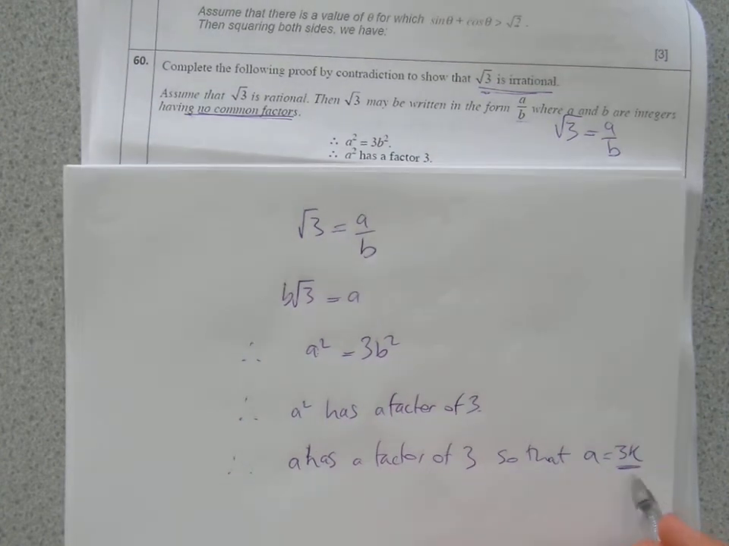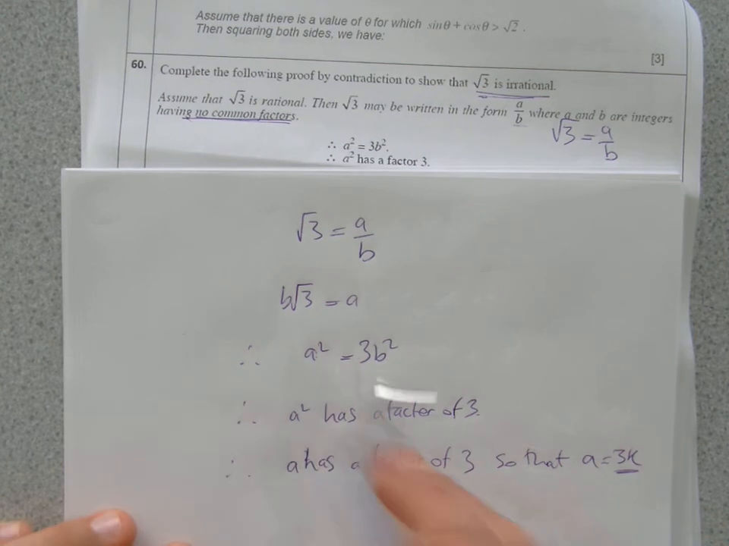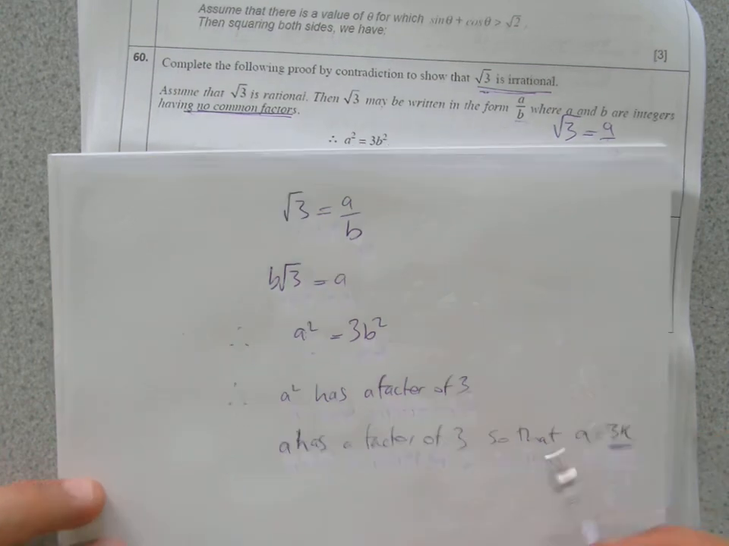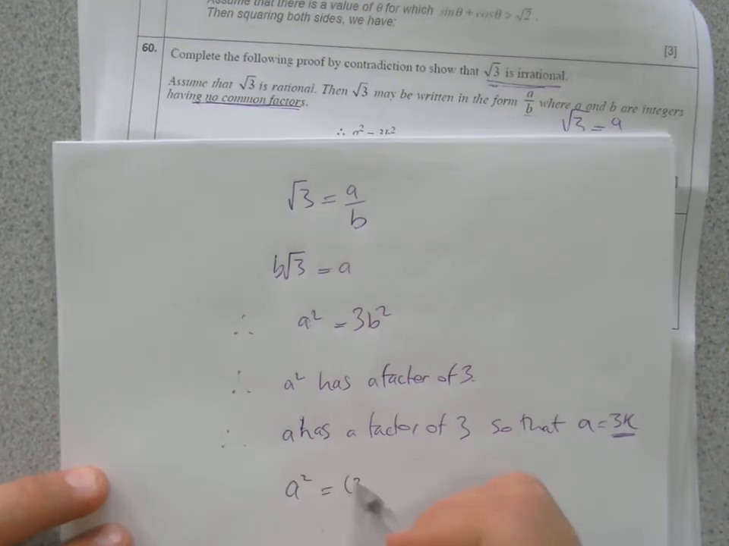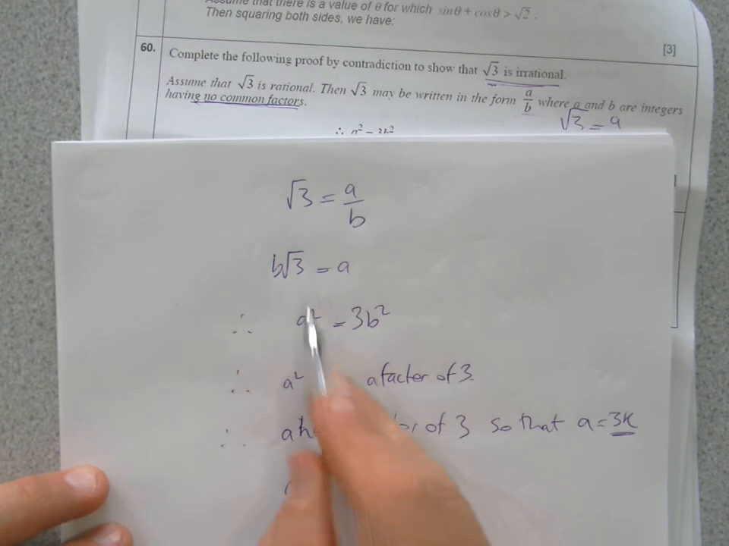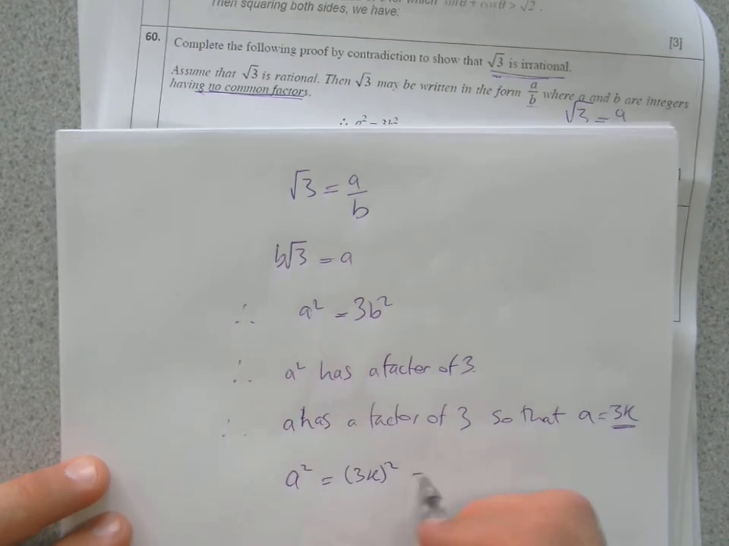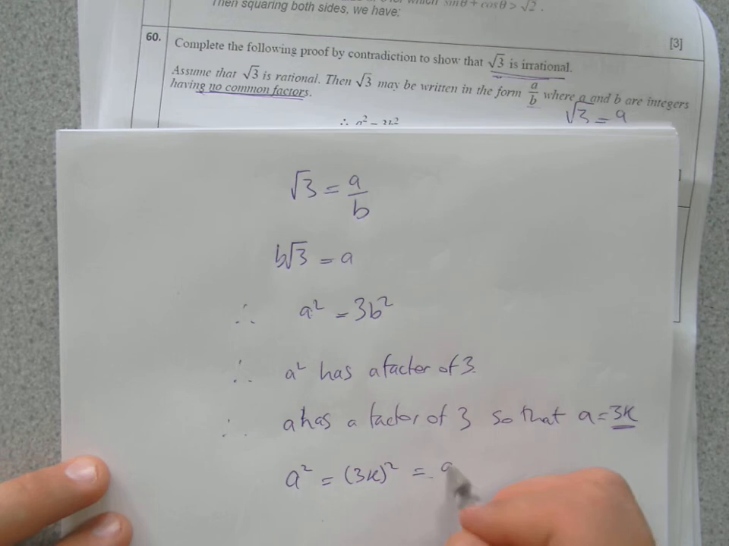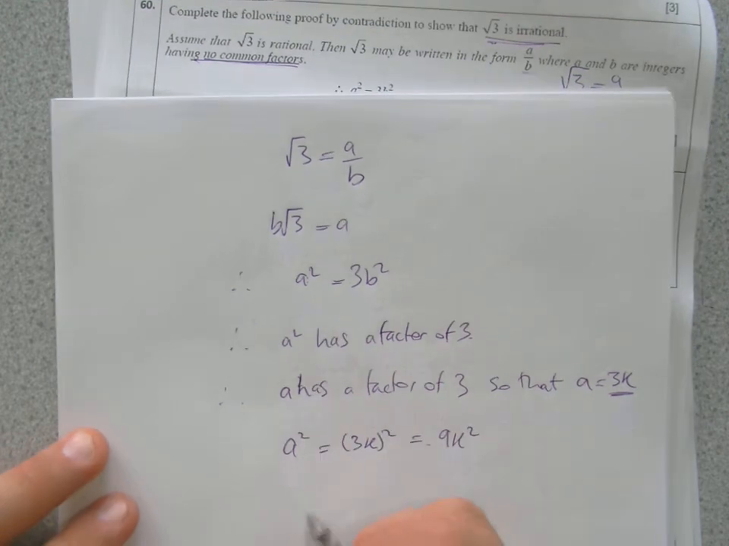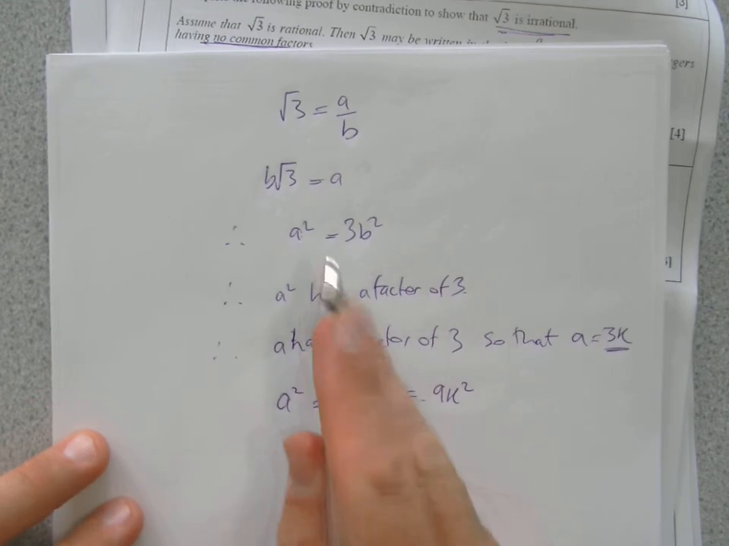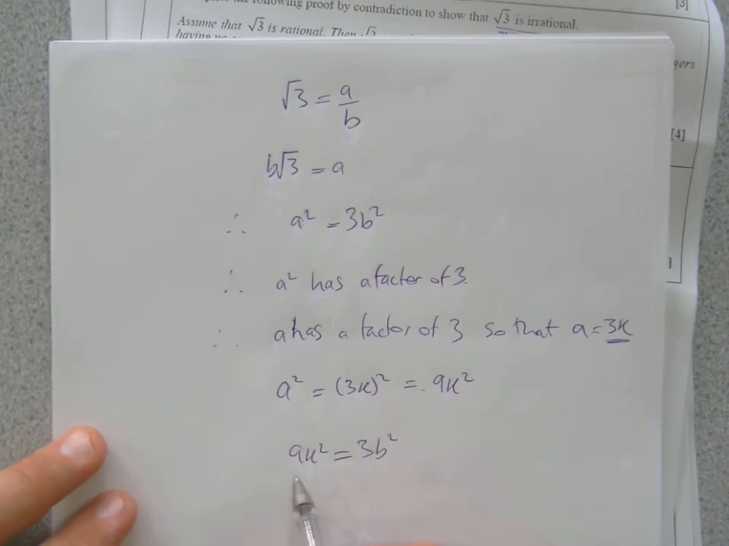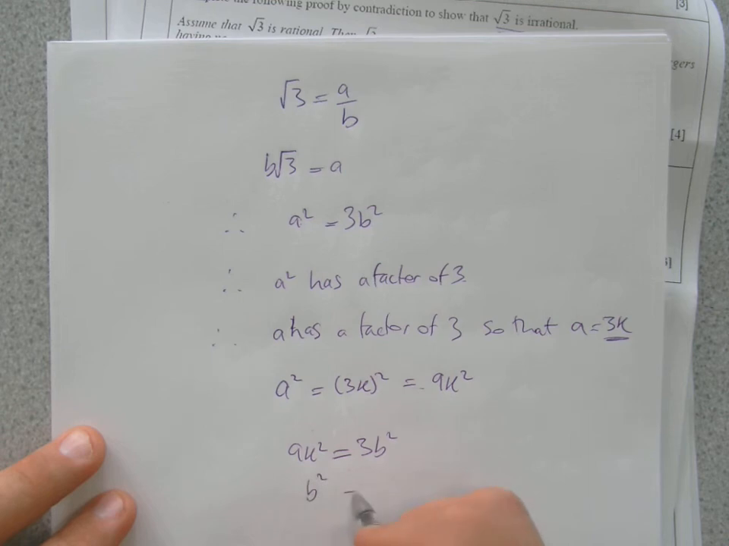Now, if a equals 3k, because it's got a factor of 3, what we can do then is substitute it back in. This gets a bit clunky, but we'll sub this back in now. So if a is 3k, a squared will be 3k all squared, which is 9k squared, and we chuck it in there. And then, because we chucked it in there, you can see we've got this. Now what I can do is take the 3 over and divide, and I end up having 3k squared.